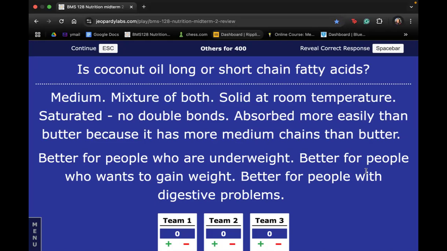It's saturated, it has no double bonds, and it's absorbed more easily than butter because it has more medium chains than butter. And it's better for people who are underweight, better for people who want to gain weight, better for people with digestive problems. I learned that sometimes when people are dangerously low on weight, having less weight sometimes correlates to more health problems. So they give them a lot of coconut oil to consume so they can gain weight faster. And a lot of the lipids that we are learning about are ratios of long, medium, or short chains. It's not like they're all long chain or all short chain. They're different ratios. That was also something fun to know.